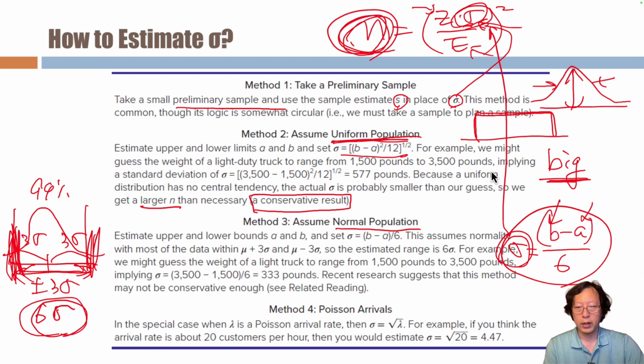n. Or the other one is a special case. You can assume a Poisson distribution. Then you can do this, but that's kind of a special case.